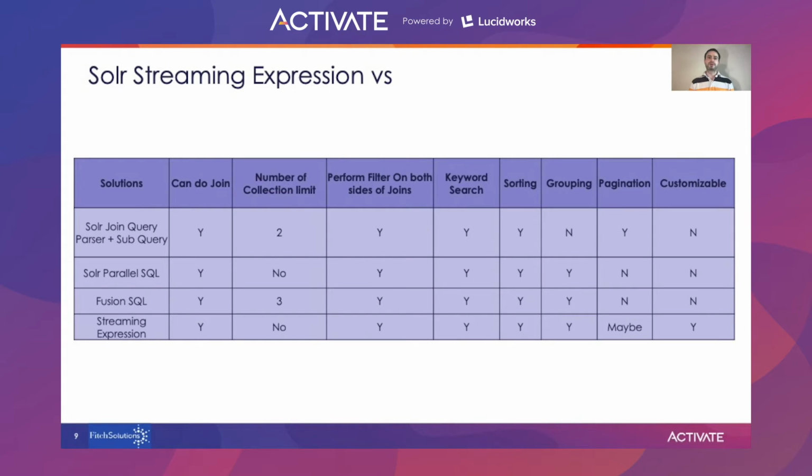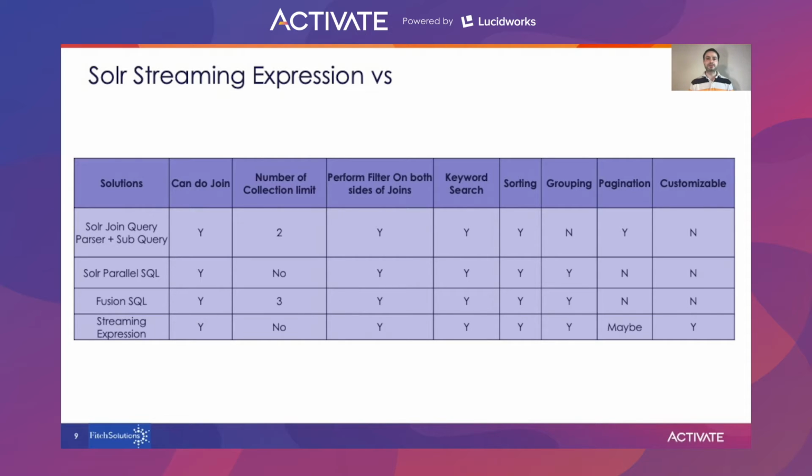So in order to solve our problem, we tried several approaches that support Solr data join. We looked at various options such as Solr join query and subquery, Solr Parallel SQL, Fusion SQL, etc. We did a side-by-side comparison on various parameters listed here. We looked at whether they support joins, which is our basic requirement.